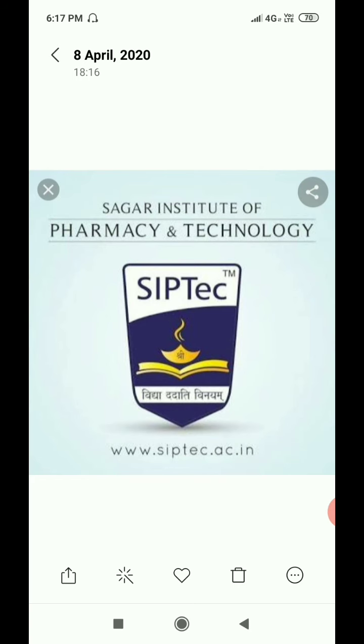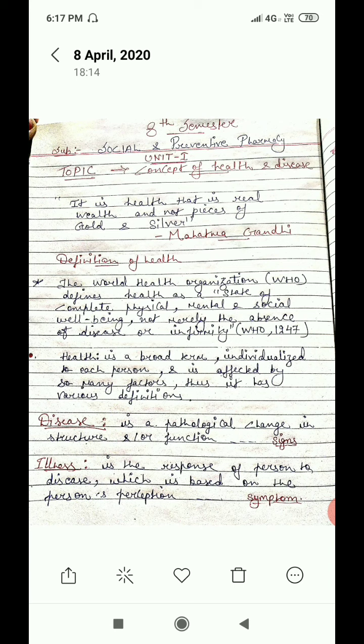In today's class, we are going to study the subject Social and Preventive Pharmacy, 8th semester, and the topic we have taken for today's class is from Unit First, that is concept of health and disease. We will talk about health and disease. Mainly, we have to focus first on the concept of health. What is health? Health is real wealth and not pieces of gold and silver. That is said by Mahatma Gandhi, the father of the nation.